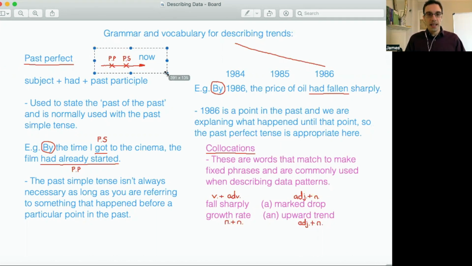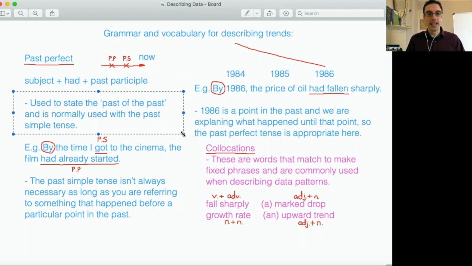So, as you can see over here, I've got a bit of a timeline. If the end of the arrow is now, then before it, you've got 2 actions, okay? So this is basically the core of the past perfect, and we'll just look at the quick definition here. It is basically used to state the past of the past, all right? And it's not usually something you use on your own. You can, but we'll explain how a little later.